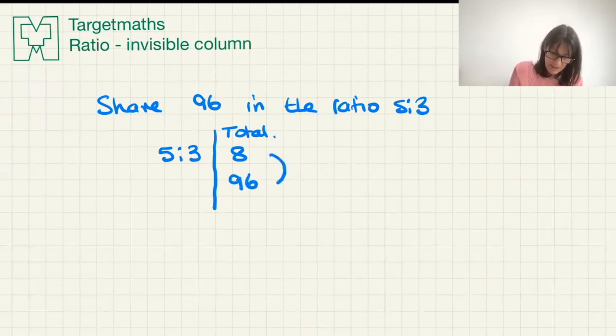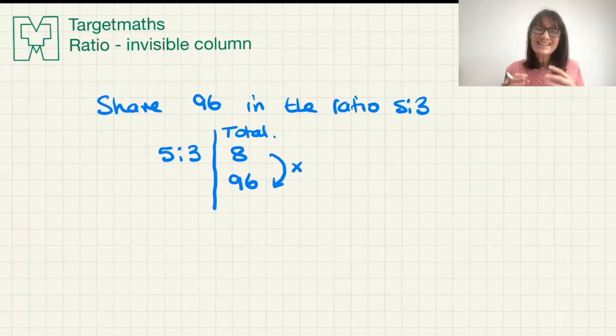So I've now got to think, what do I times 8 by to get to 96? At this stage, I'm doing the exact same thing that I was doing previously. Nothing really massively has changed, apart from the fact that it didn't fit in my columns, so I've created an invisible column, which I can now see. So what do I times 8 by to make 96? All right. If you don't know the answer to that, then you are going to have to go away, work it out, use your calculator or whatever.